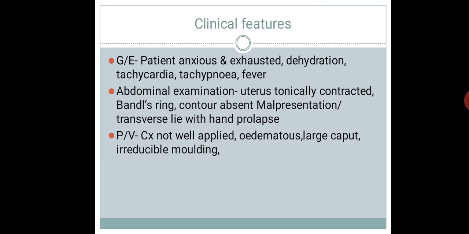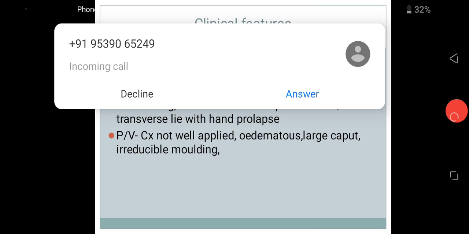So what are the clinical features in obstructed labor? On general examination, the patient will be anxious and exhausted. She will be dehydrated. There will be tachycardia, tachypnea, that is pulse rate will be more, respiratory rate will be more, and sometimes because of prolonged labor she can have fever. Abdominal examination, the uterus will be tonically contracted, and you can sometimes see the retraction ring or the Bandl's ring over the abdomen. In case of rupture, sometimes the contour will be absent, and the fetal parts will be easily palpable.